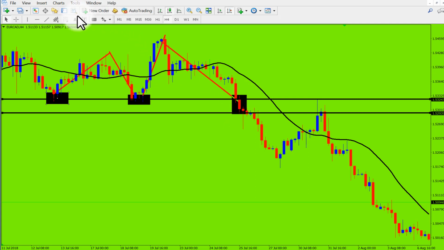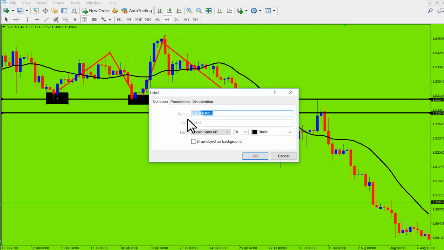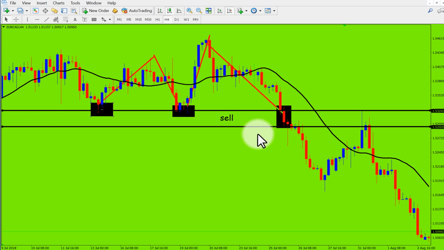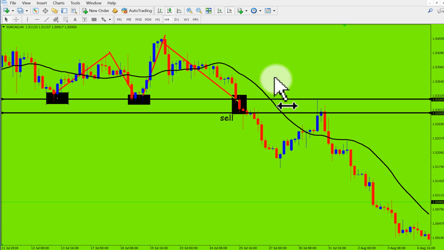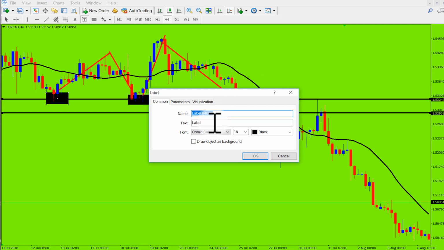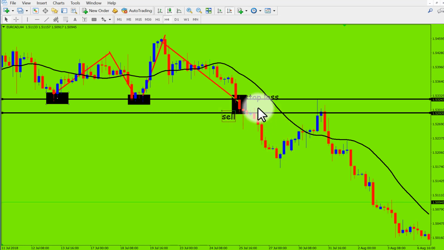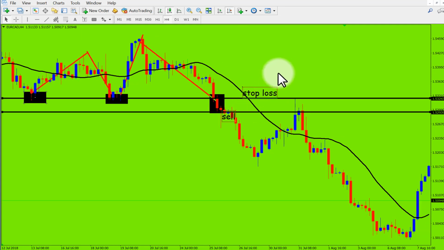sell here, stop loss here, then just measure the risk reward.